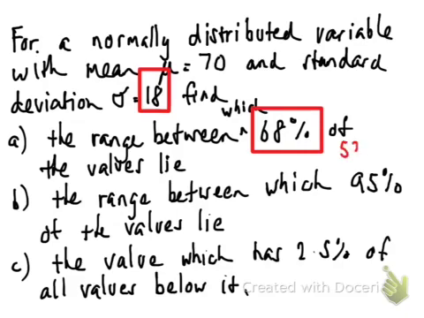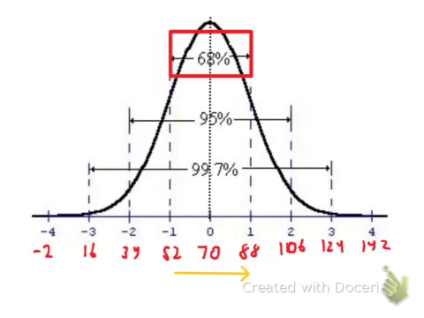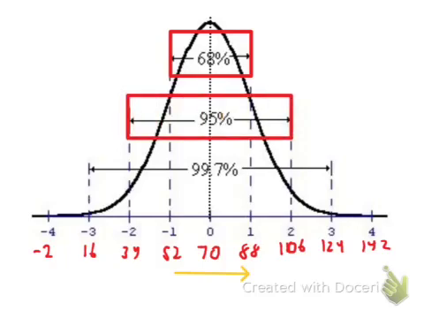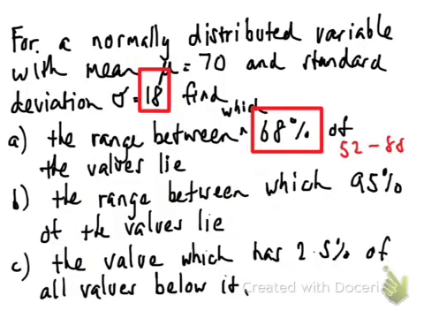The range between which 95% of the values lie. Okay, so 95% is that range there, and that's going to be 34 through to 106 is our answer there. So there, 34 to 106.